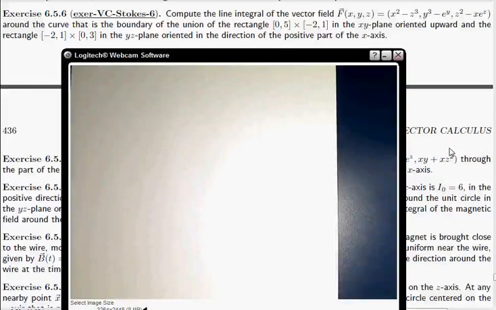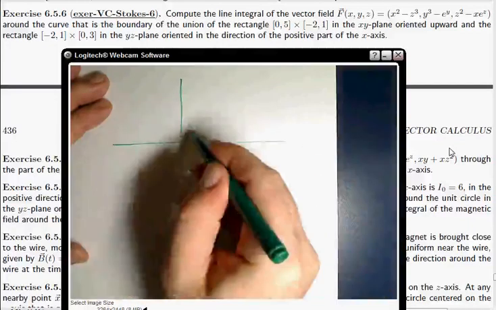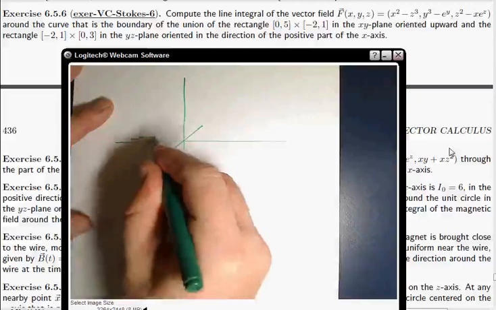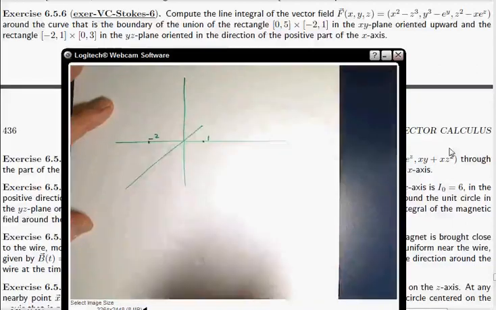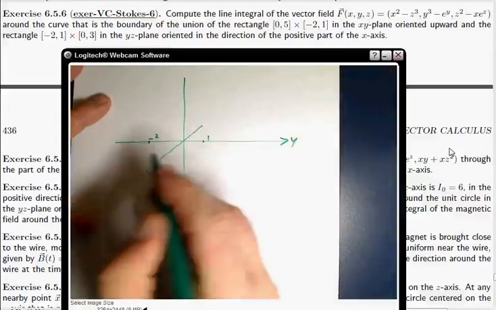Let's draw the surface. And what the problem says is this surface is the union of a rectangle in the xy plane and a rectangle in the yz plane. So, okay, fine. Let's draw our thing here. The rectangle in the xy plane is from 0 to 5 on the x-axis and from -2 to 1 on the y-axis.